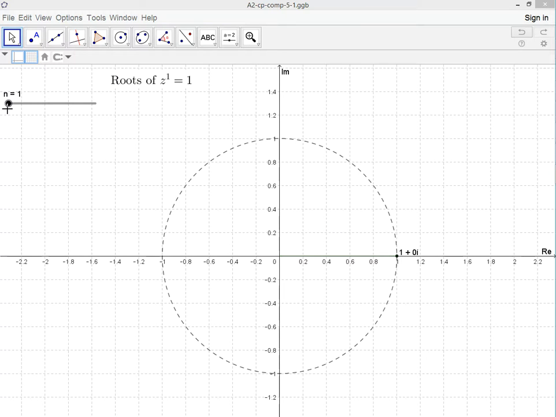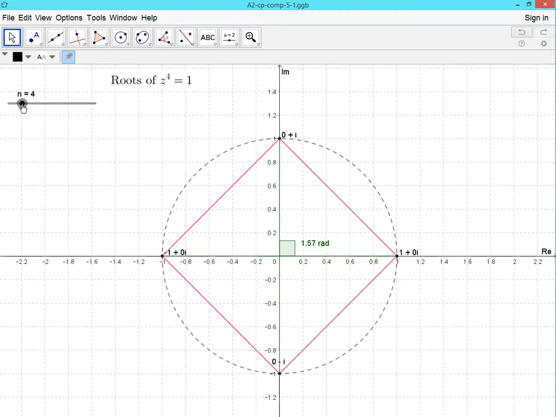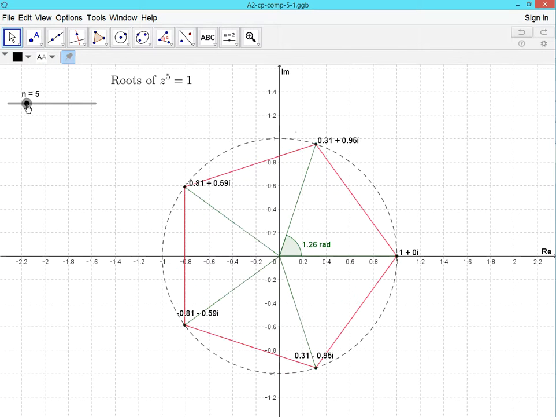Let's use GeoGebra to look at these in a little bit more detail. So when n is 2, you can see that there's a unit circle and the two roots lie on that unit circle. For n equals 3, you'll notice the three roots again lie on a unit circle and form an equilateral triangle. For n equals 4, they again lie on the unit circle, as one would expect, but form a square. You note that these are all regular polygons.